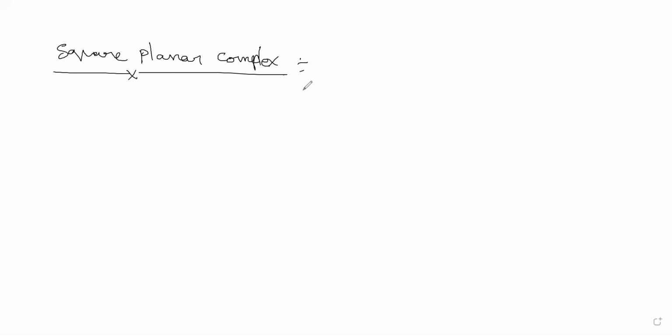So we had to discuss a square planar complex. So what is it about this square planar complex? We'll discuss. The square planar complex situation is we will take [Ni(CN)4]2-. Okay, this is the complex.